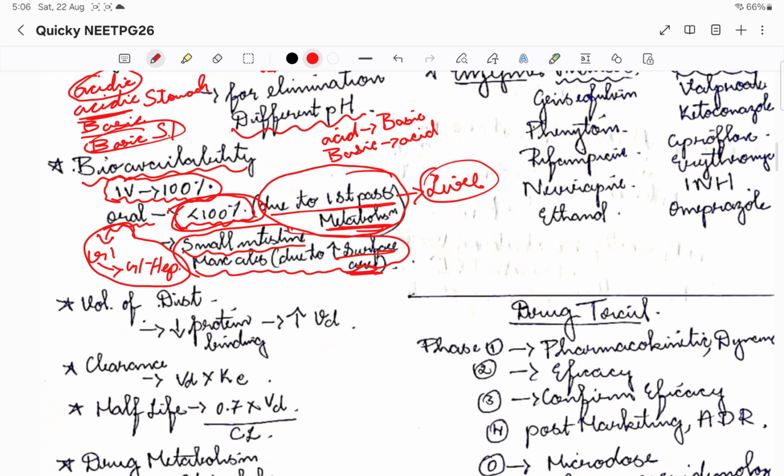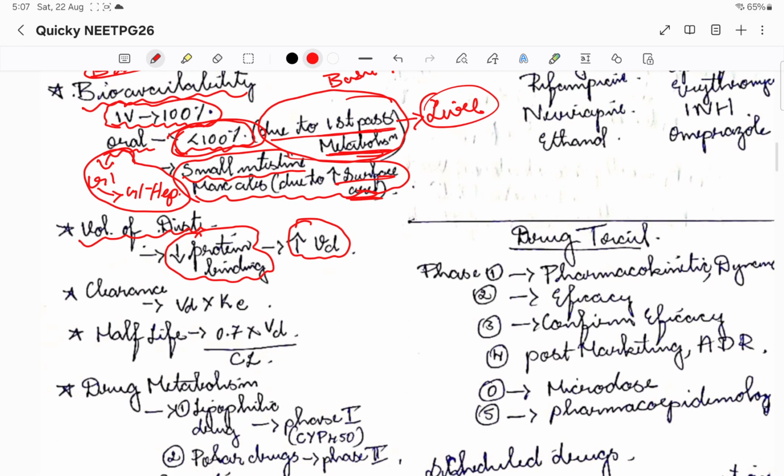So now let us discuss volume of distribution. If there is reduced protein binding, then the volume of distribution will be high. The more the drug binds to protein, the lesser the volume of distribution, right? More of the drug will be bound to the proteins. So the drugs that are not binding to the proteins in our body will have a higher volume of distribution. Remember this.